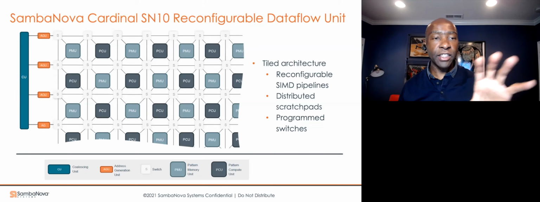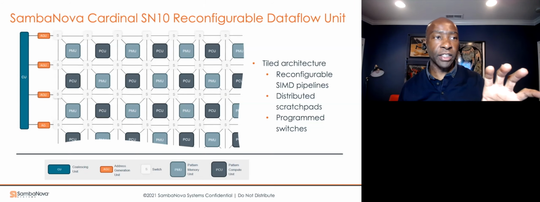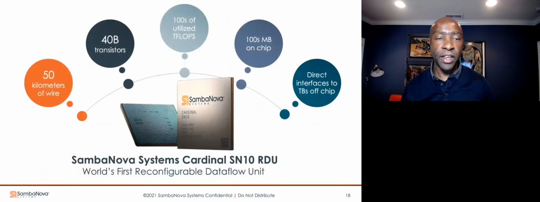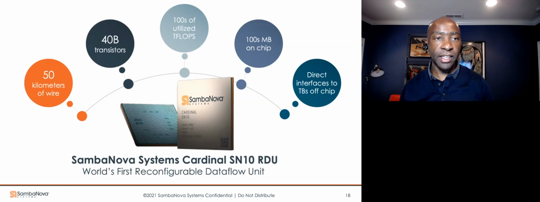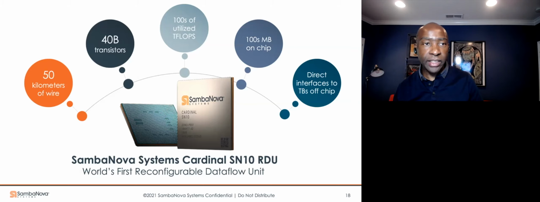So the first realization of this reconfigurable data flow architecture is the SambaNova Cardinal SN10 reconfigurable data flow unit, RDU, implemented in 7 nanometer TSMC technology. It was the first ML chip to be implemented in this technology. It's an impressive chip with 40 billion transistors, over 50 kilometers of wire, hundreds of teraflops, which are usable because we map very efficiently, hundreds of megabytes on chip, and direct interfaces both to other SambaNova RDU chips and to off-chip memory.